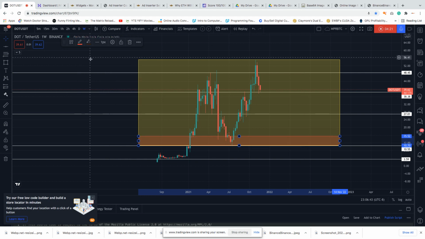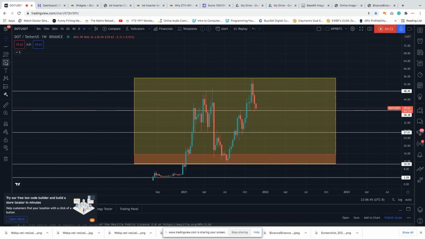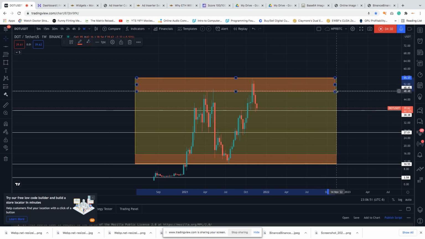Right, and this is my major support area. So now I'm going to look for my major resistance area just for this particular box. And my major resistance area is right here, right? This is my major resistance area. So now I'm left with the body of the box. Now, what does this tell me? It tells me that this is the weekly box.